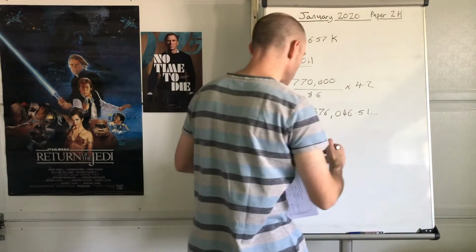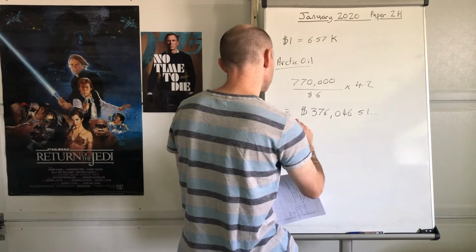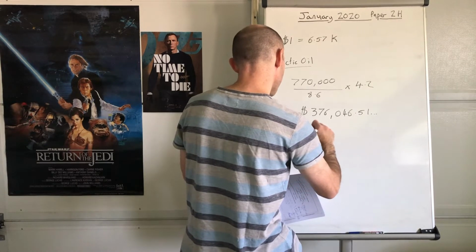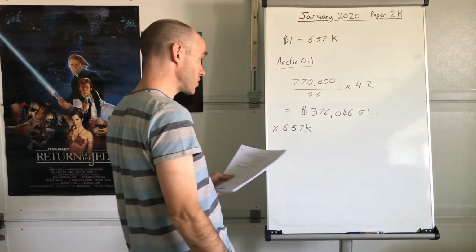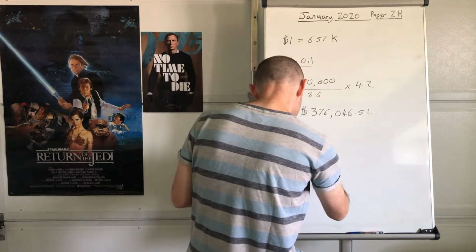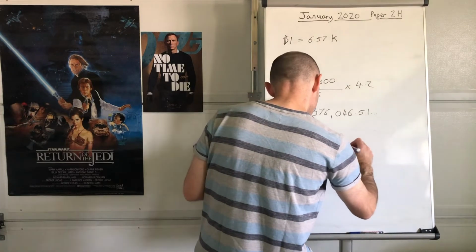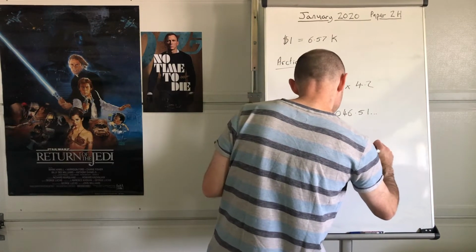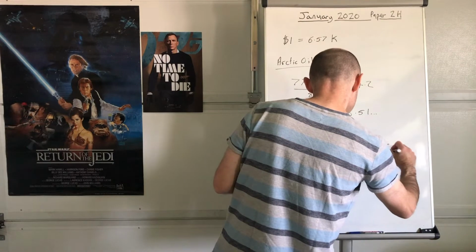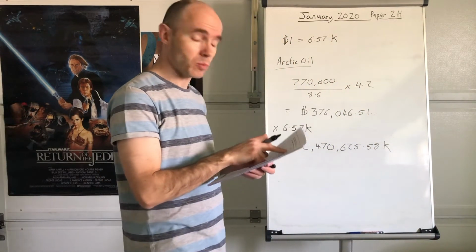Okay, so what I'm going to do is put some work in over here. I'm going to times that by 6.57 to get what it should be in Danish krone. That turns out to be 2,470,625.58, and I've rounded it. Krona. And I'm going to compare with what it says it should be.